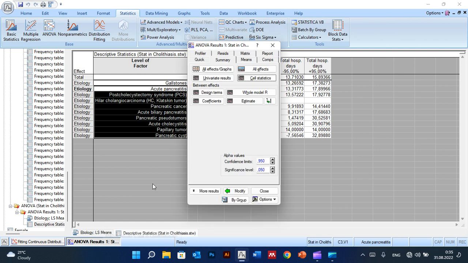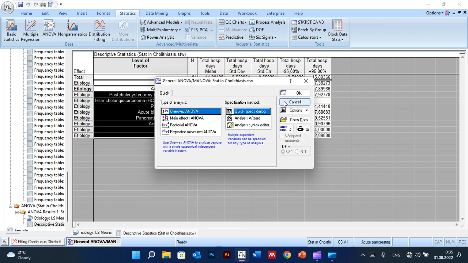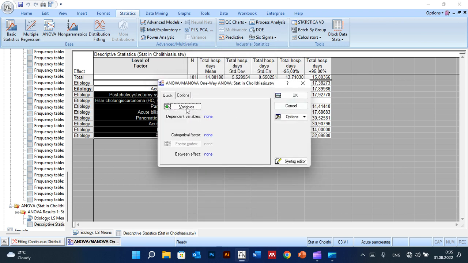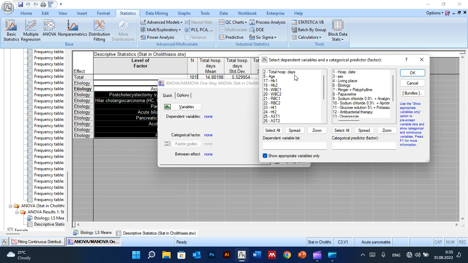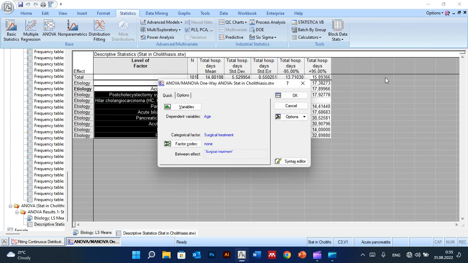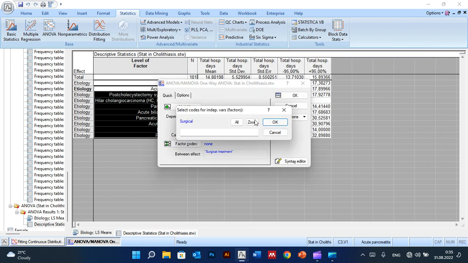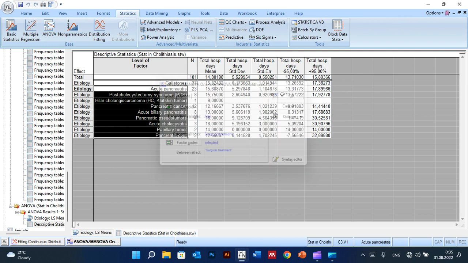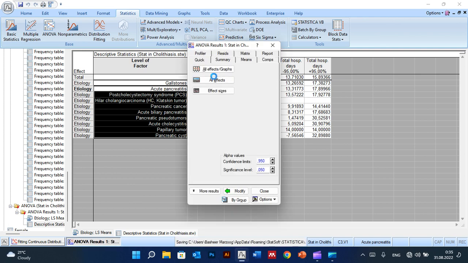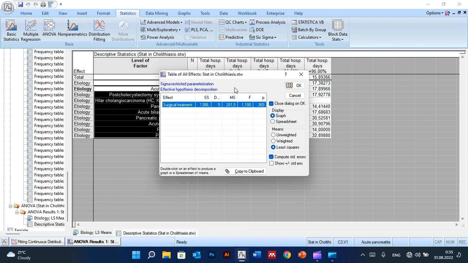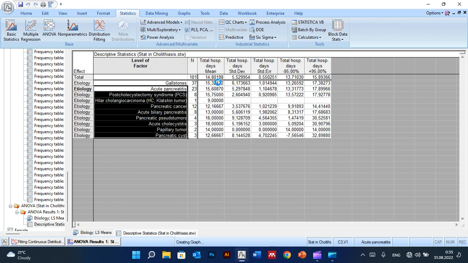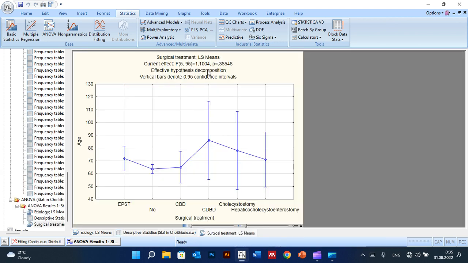Let's take another example, close this one, take the age, for example, with the surgery, with surgical treatment. There are multiple choices in surgical treatment. We select the coding factor, so we select all, go ahead and wait for the all effects graphs. Okay, and you will see the age with the codes.